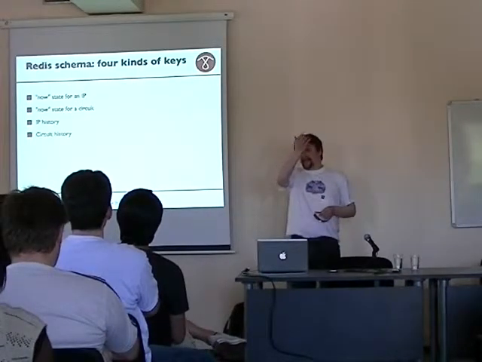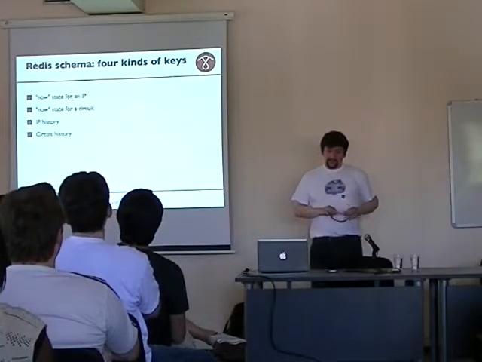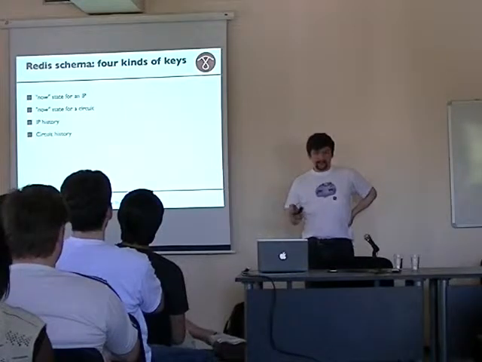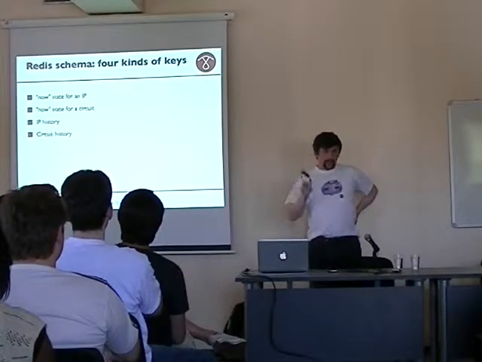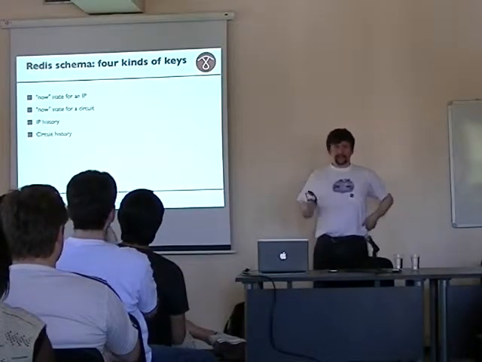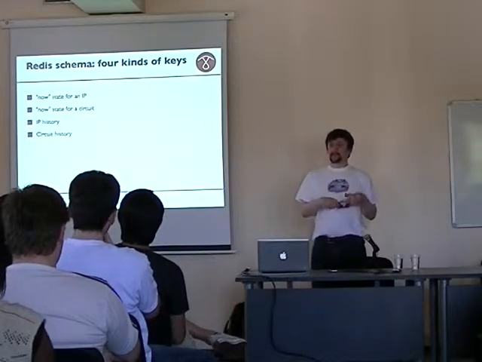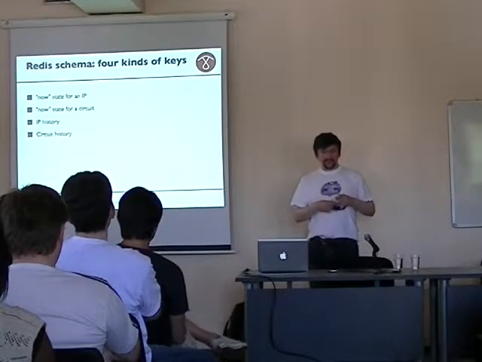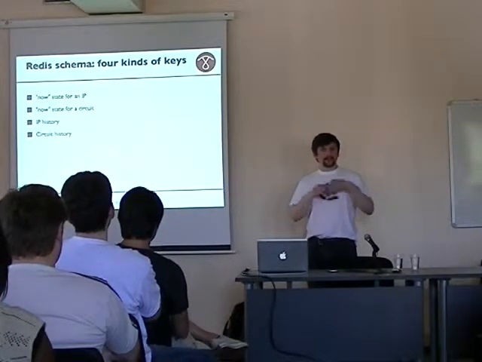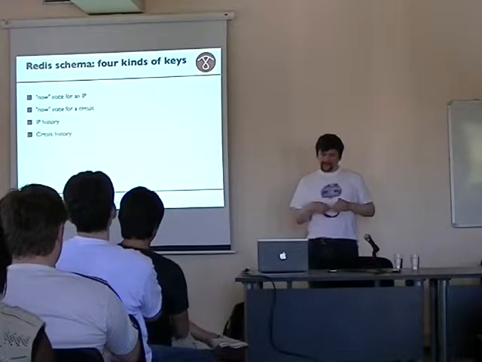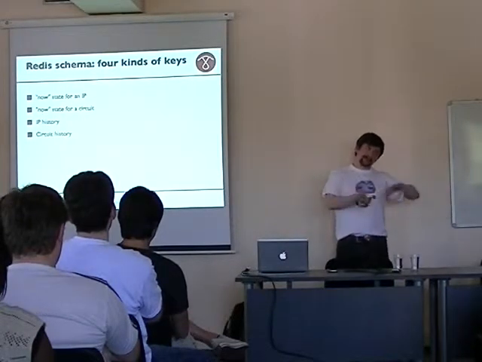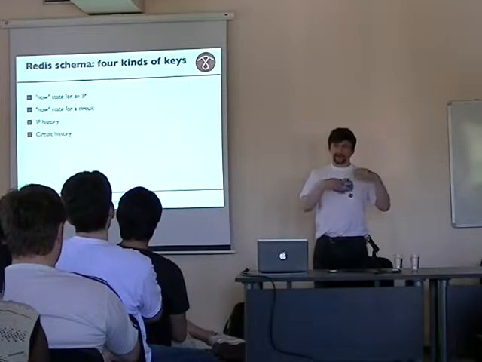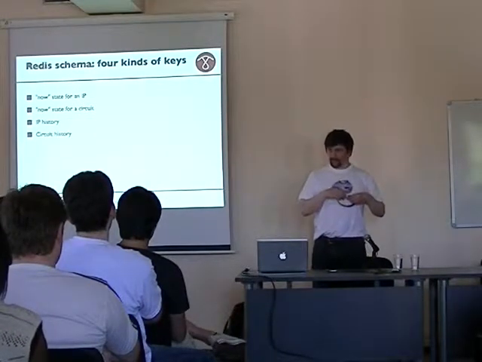So we design our Redis schema in the following way. We create 4 kinds of keys. One will hold the state for an IP as it is now. Another one will hold the now state for the circuit. And then we'll have the history for the IP and history for the circuit somewhere on the side, because that's not something which is updated very often.